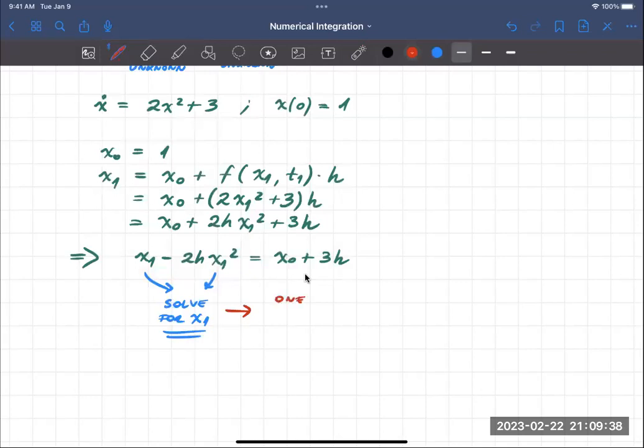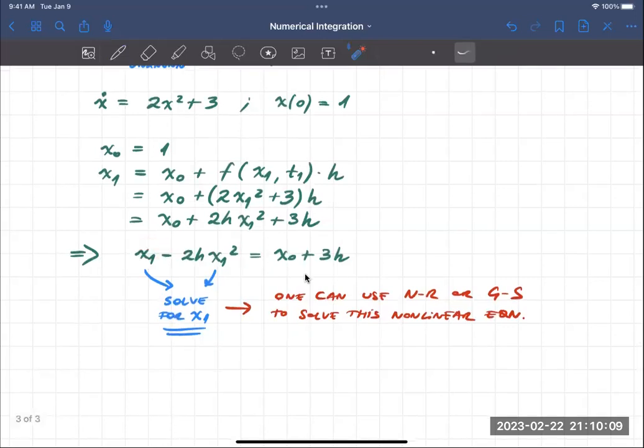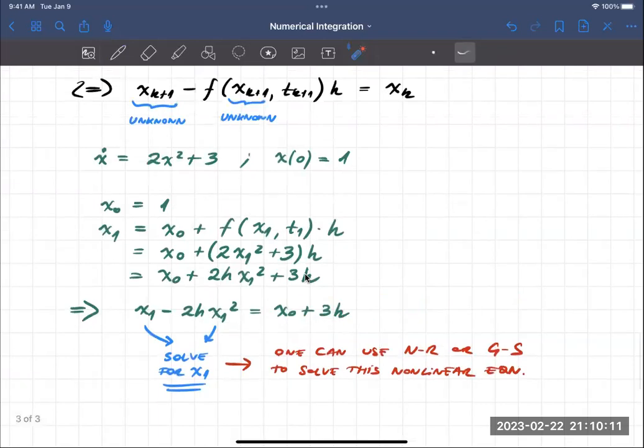One can use, for example, Newton-Raphson or Gauss-Seidel, for example, to solve this nonlinear equation. Okay, those are only two methods, but there are multiple of them that you can use to get the solution for this nonlinear equation. And as I said, this example is very simple because you have just one equation. In general, we're going to have multiple equations, n equations.